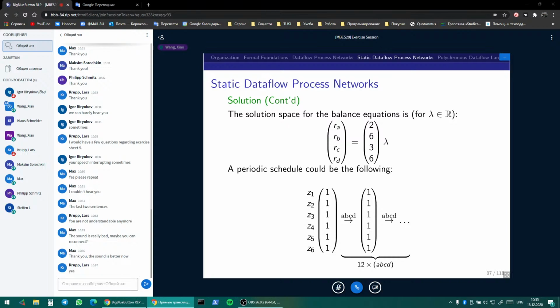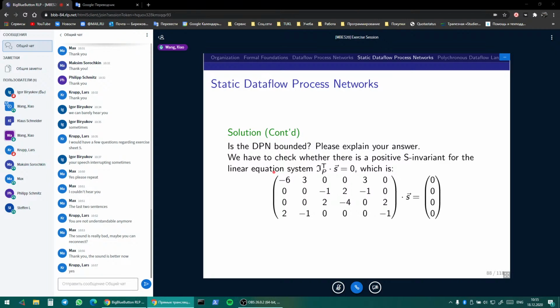Okay. Now, maybe for this question, is the DPM bounded? Please explain your answer. So we have to find out if it is bounded for all executions. Okay. By the way, in the exam, it will not be phrased like that. It will be phrased more precisely, like, is the DPM bounded for all executions?